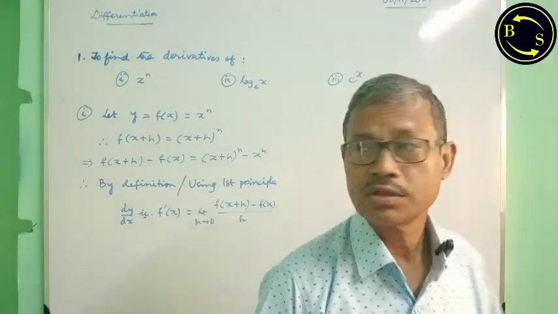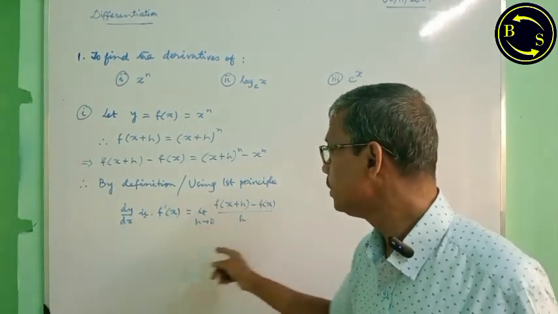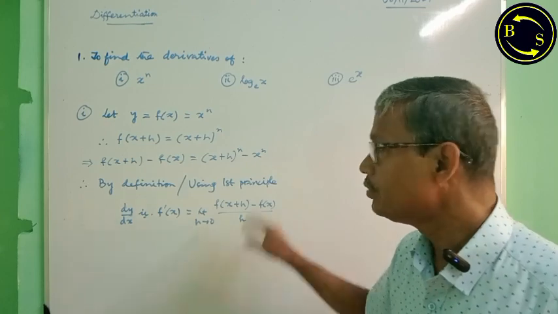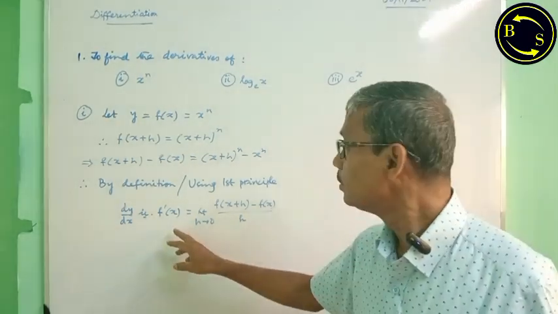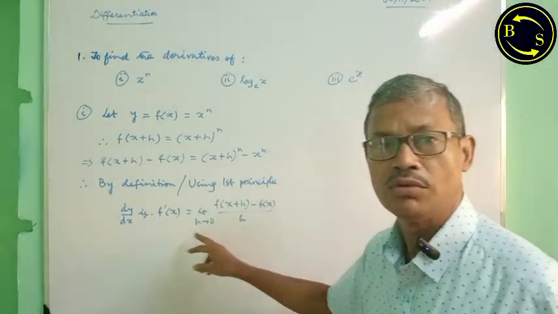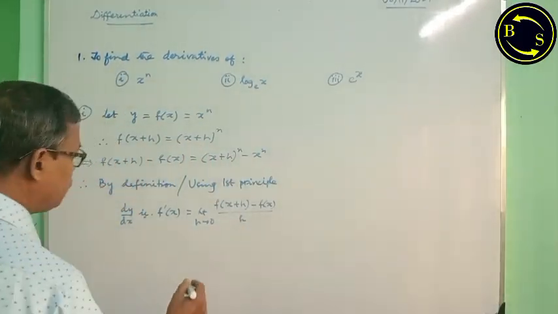Note one thing, you must always mention this original definition. Then you put the values. Don't forget to write this. Now we put the value.